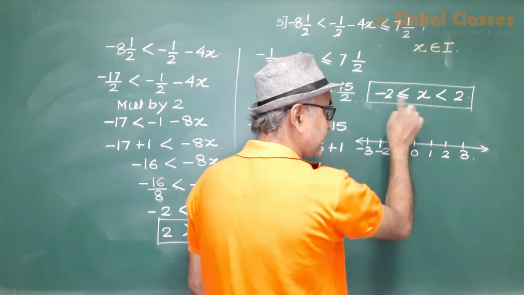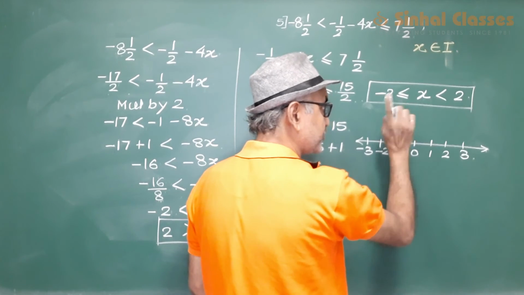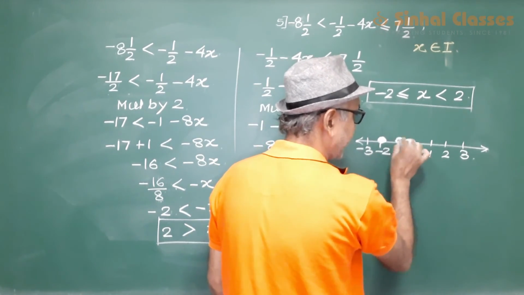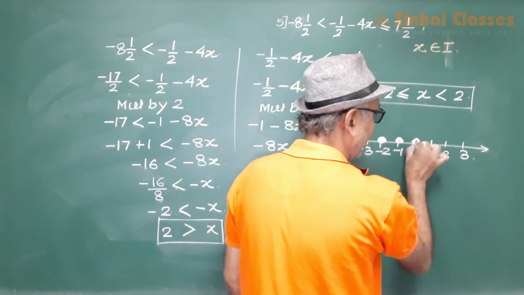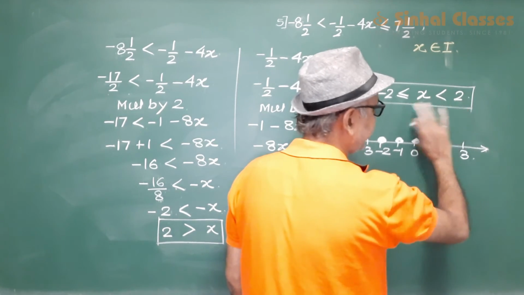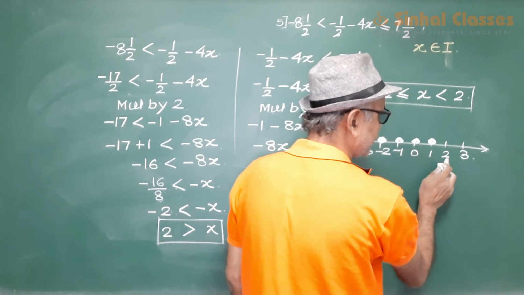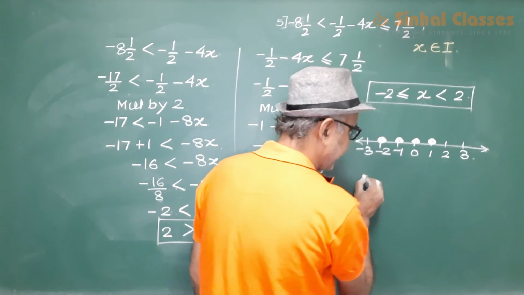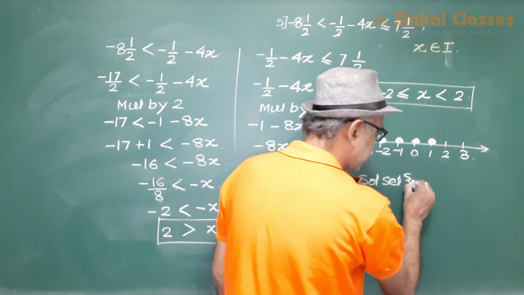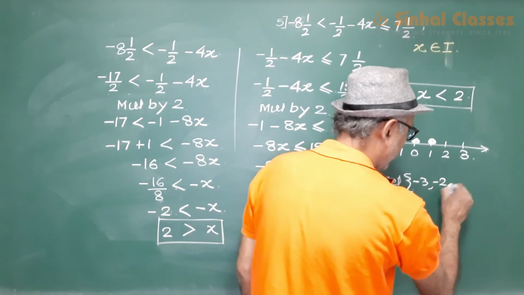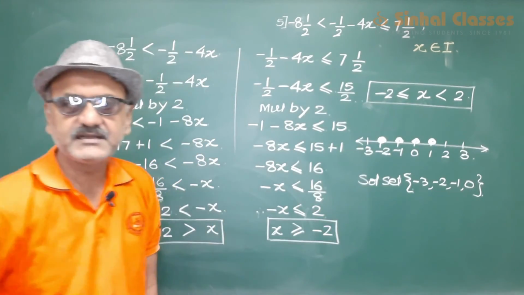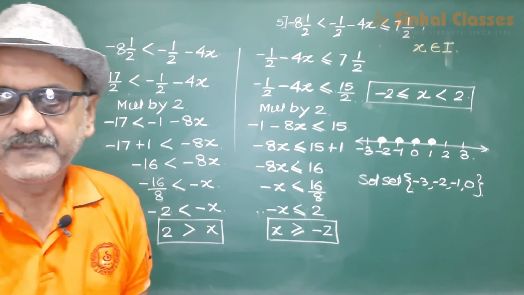Now this includes equal to minus 2. So minus 2 is included, minus 1, 0, 1. X is less than 2. Here 2 is not included, so you cannot mark this 2. So on this number line the solution set is minus 2, minus 1, 0, 1. So guys, this is your solution, this is your answer. All right?